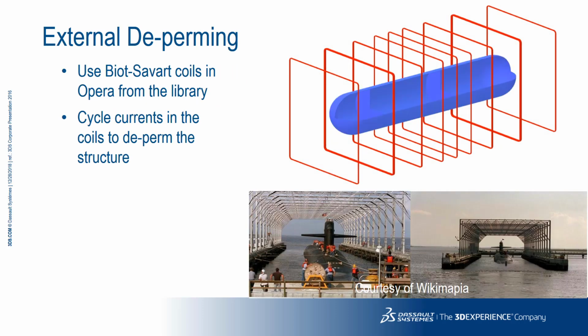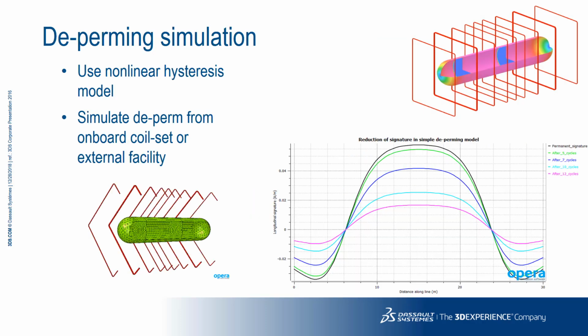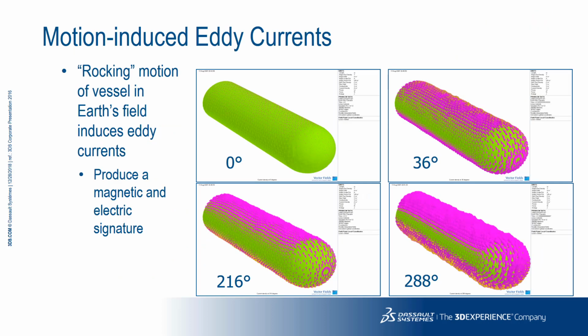A naval vessel acquires a permanent signature over time due to magnetization from the Earth's field. This then requires de-perming, whereby the vessel is subject to a reversing, gradually reducing magnetic field. To model de-perming, we use the hysteresis modeling, which uses interpolation from the major loop. The data is relatively easy to obtain, a simple table of B versus H in quadrants 1 through 3. Here you see a test cylinder being cycled through ever decreasing current amplitudes.